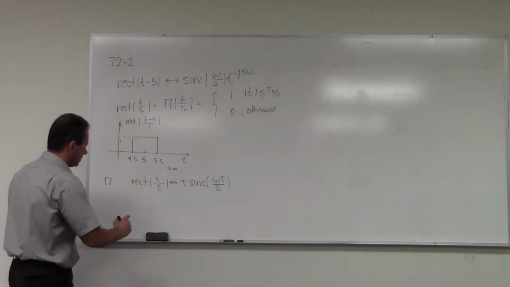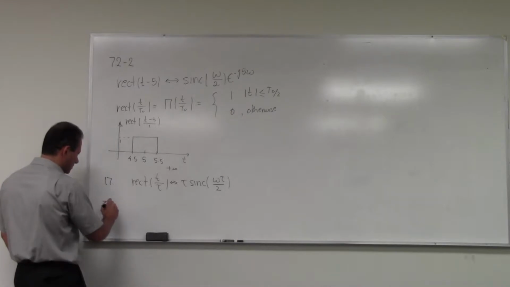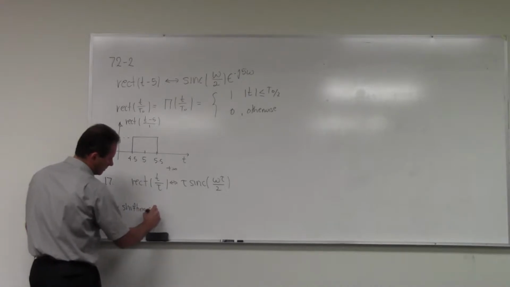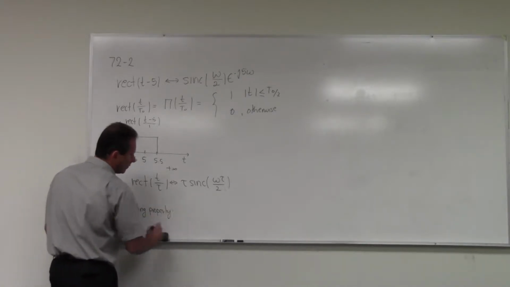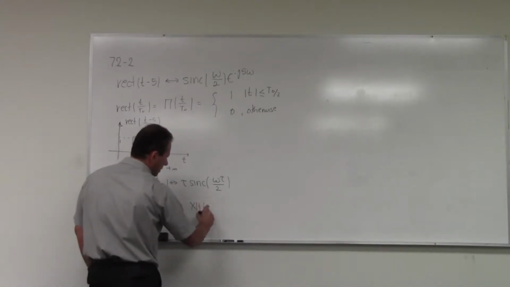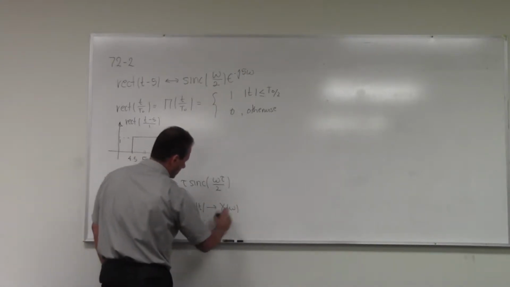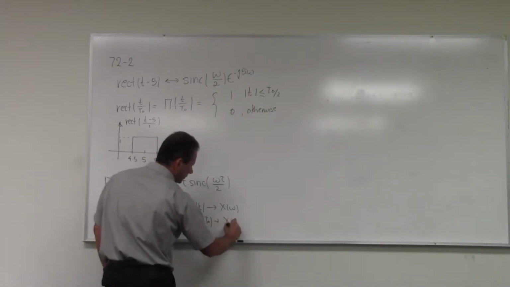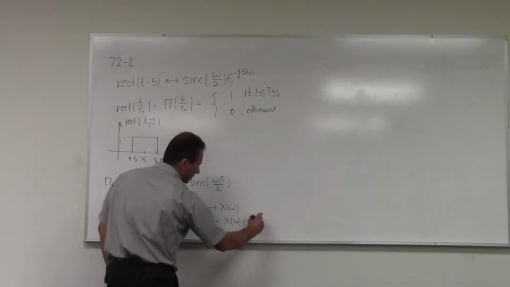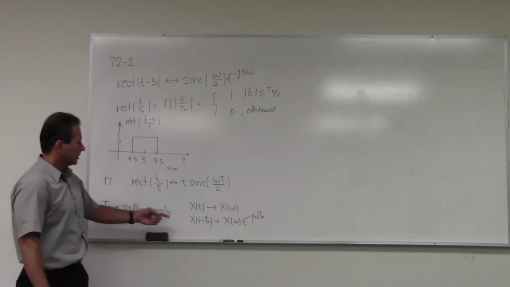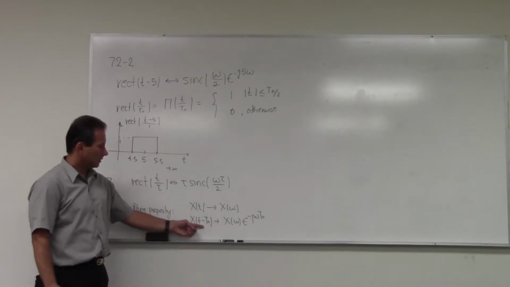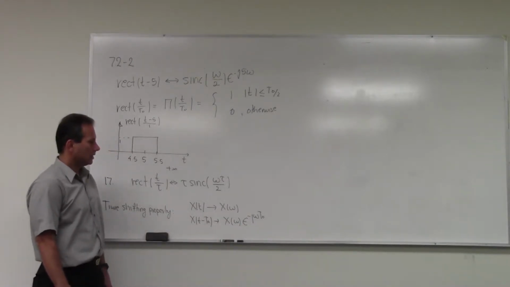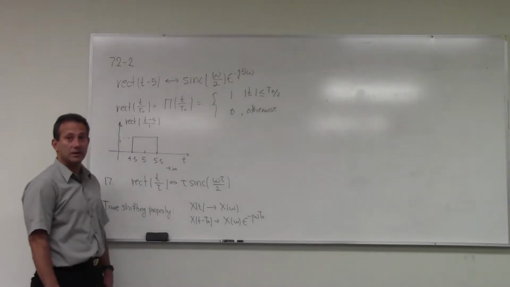Now, another thing that we know is this. This is the time shifting property of a Fourier transform. It says that if x of t has a Fourier transform X of omega, then x of t minus t0 has a Fourier transform X of omega times e to the minus j omega t0. In other words, delay in the time domain by the quantity t0 amounts to this extra exponential factor that represents the phase shift in the frequency domain.